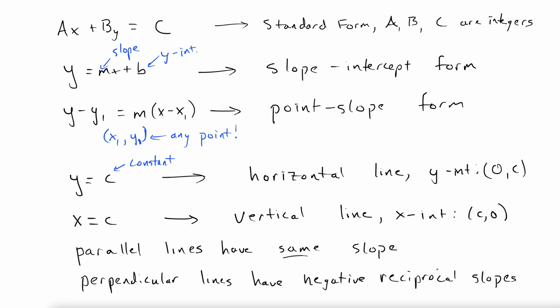Okay, so we might say same slope, well, just m1 equals m2. But for negative reciprocal, we might say m1 equals negative 1 over m2. Right? You flip it and change the sign.